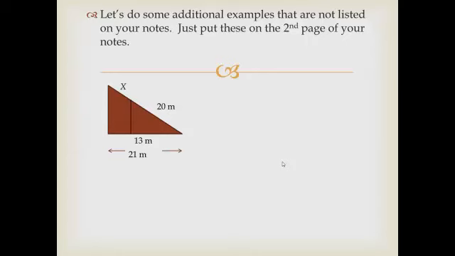So we're going to start off by setting up a proportion. 13 and 21 are similar sides, so we have those set equal to each other. 20 is the hypotenuse of the smaller triangle, and 20 plus x is the hypotenuse of the larger triangle. Again, we'll cross multiply, and we're going to take 13 times 20 plus x and set that equal to 20 times 21. 13 times 20 is 260. 13 times x is 13x. 20 times 21 is 420.